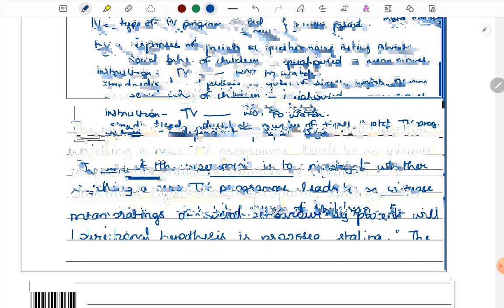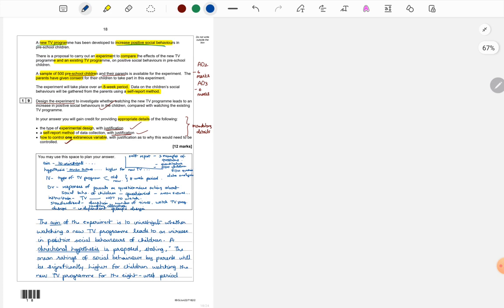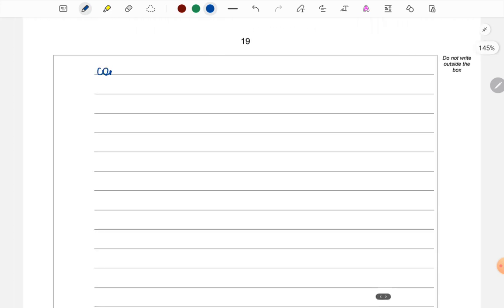will be significantly higher for children watching the new TV program for the 8-week period compared to children watching the existing TV program.